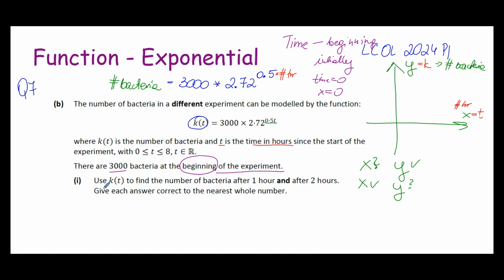Use k(t), so use this function to do what? To find the number of bacteria. So we are looking for the value of y. Therefore, they give me the value of x, isn't it? After 1 hour, that's my value of x, and after 2 hours. So I need to find two values of y, and in both cases they gave me the value of x. So what does that mean? I'm replacing x with those values. My first value is 1, my second value is 2.